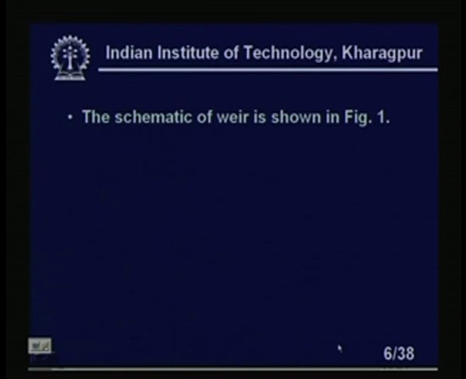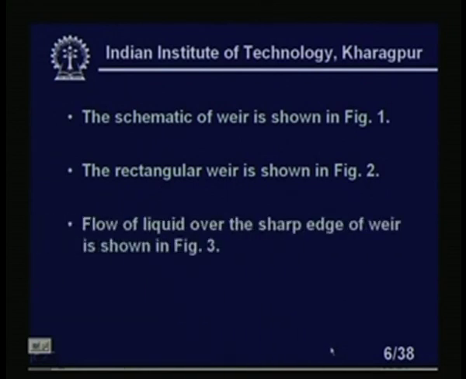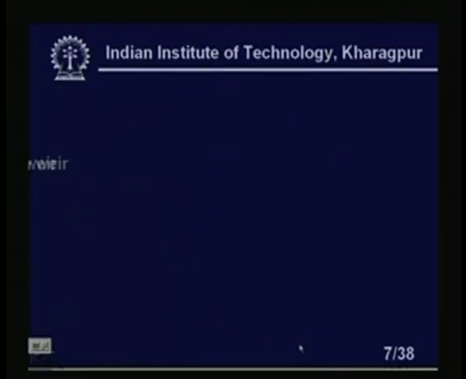The schematic of a weir is shown in figure 1, the rectangular weir is shown in figure 2, and the flow of liquid over the sharp edge of the weir is shown in figure 3. So, in the subsequent three slides we will show you the weir geometry, the rectangular weir, and the flow of liquid over the sharp edge of the weir.